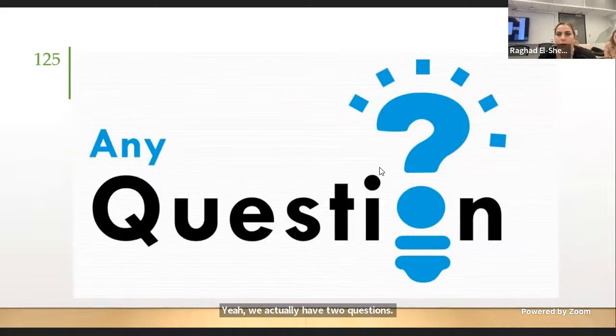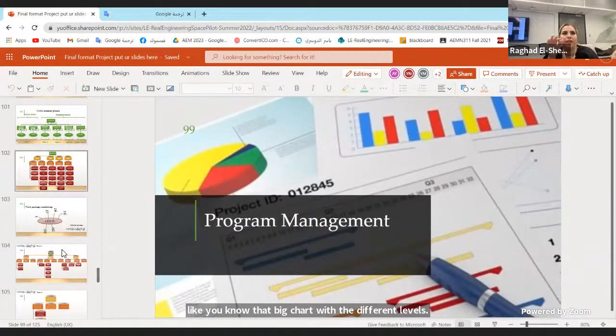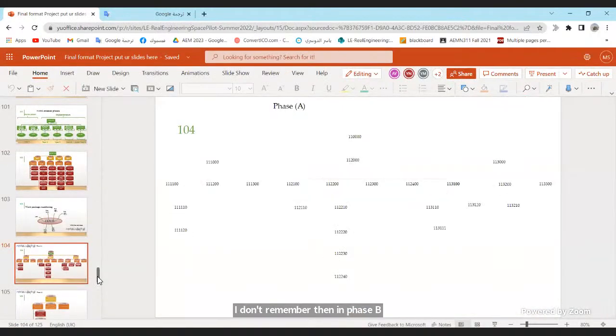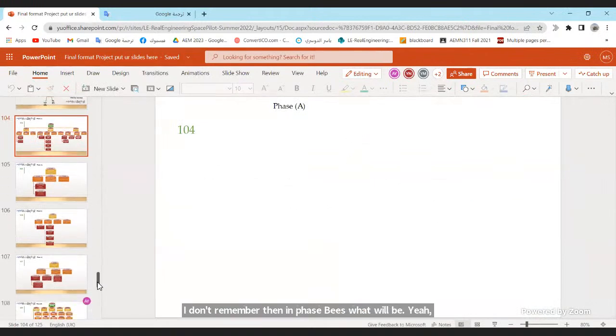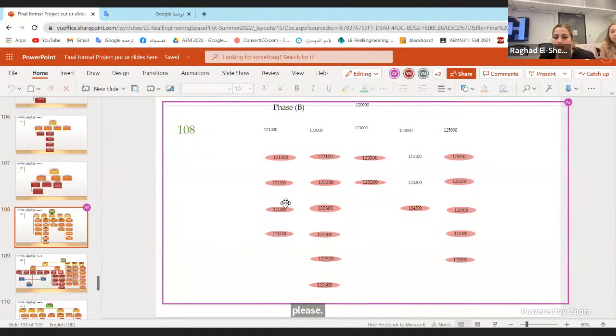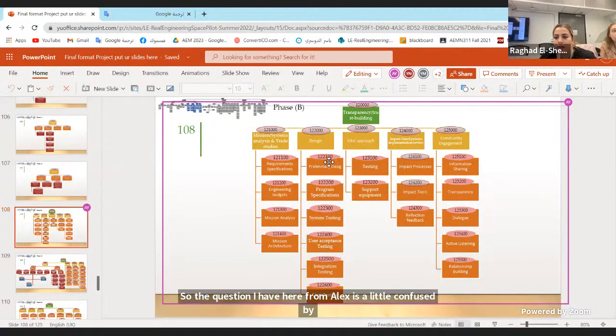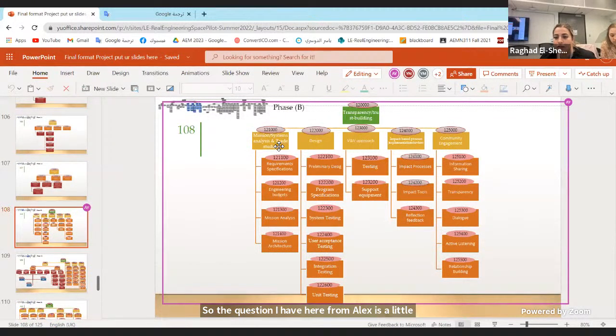Yeah, we actually have 2 questions. So if we go back to the breakdown of the structure, like that big chart with the different levels, I don't remember, in phase B is what we're looking at. Phase B? Yes, please. Okay. So the question I have here from Alex is, I'm a little confused by the choice of breakdown. Could you clarify how design, testing, and other technical work after requirement definition falls under the trust building with communities?